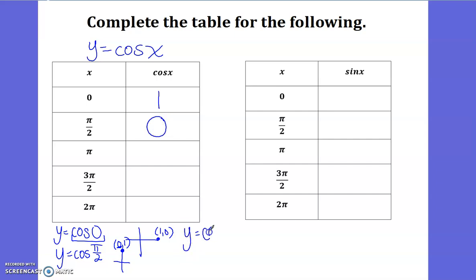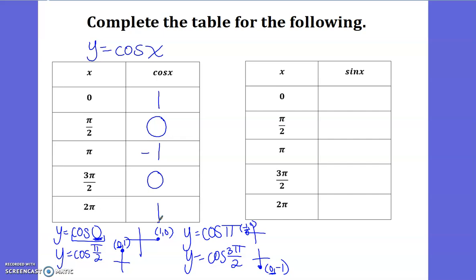Now if we move on to y equals cosine of pi, pi falls right here at (-1, 0). Again, cosine is about the x, so that's -1. And then we're looking at cosine of 3 pi over 2, which falls right here at (0, -1). Again, all about the x, that's 0. Then we're at cosine of 2 pi. Well, that's going to be the same number we get when we evaluate cosine of 0, which is 1. So this pattern will just continue, and we'll see what this looks like on a graph.